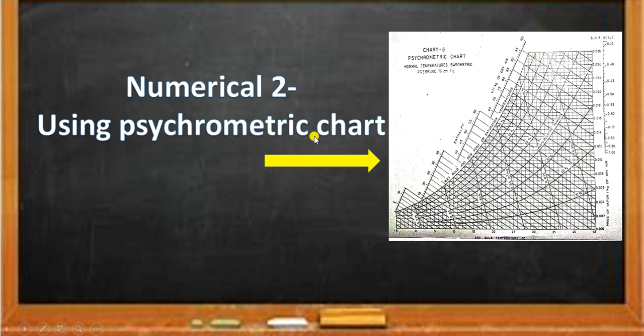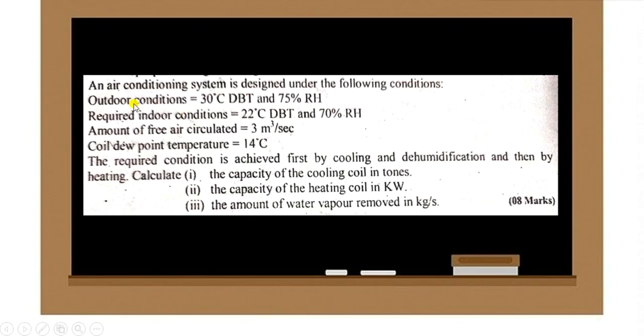Now this is the definition of the numerical. An air conditioning system, so this is one of the important problems which I have taken from a previous year question paper, and it is asked for 8 marks. So this is the definition of the problem. We will read it now.